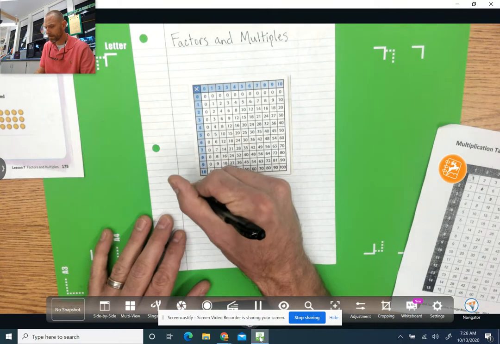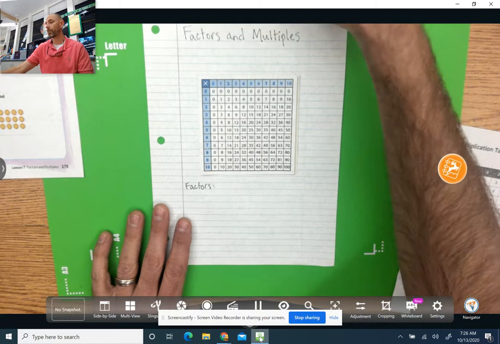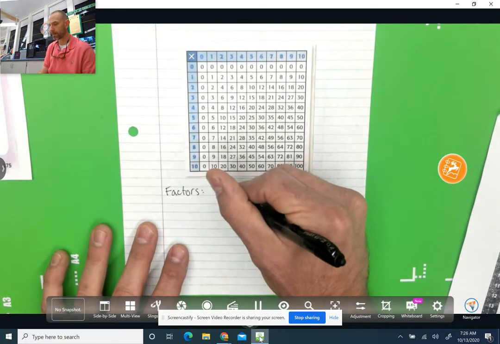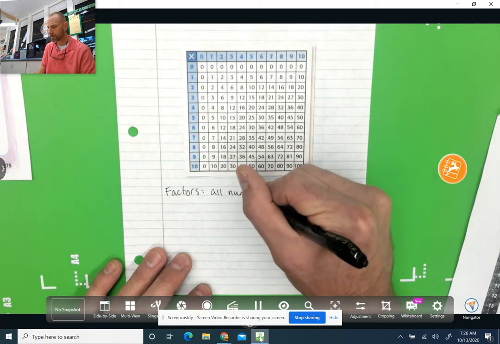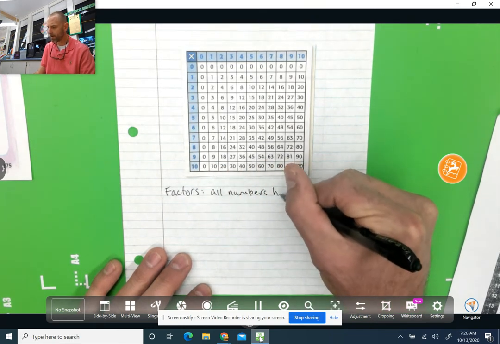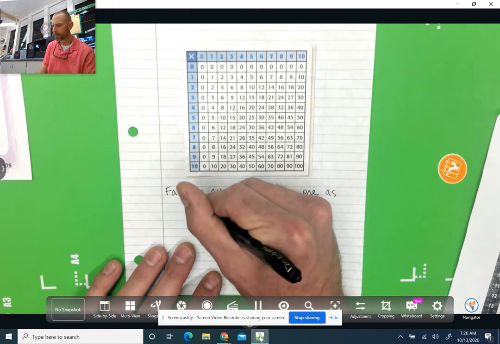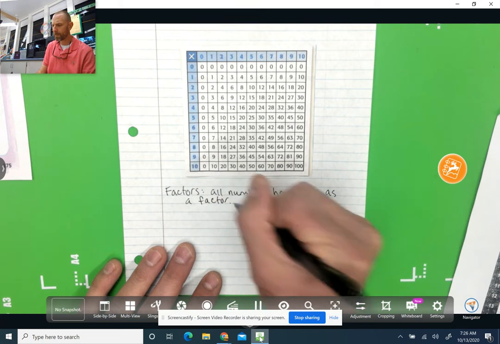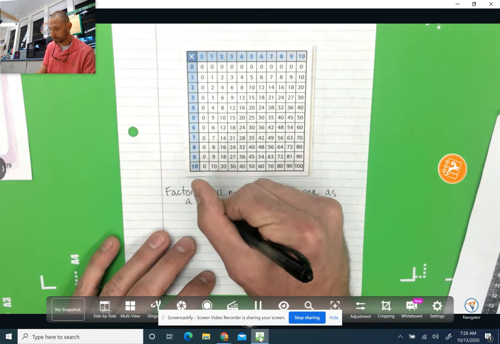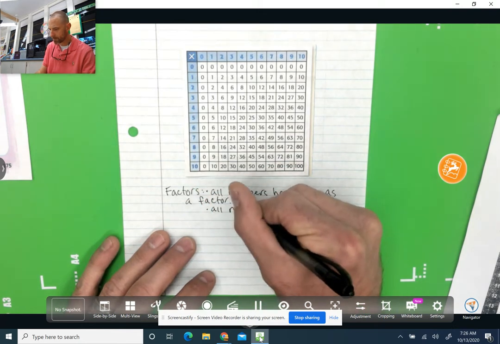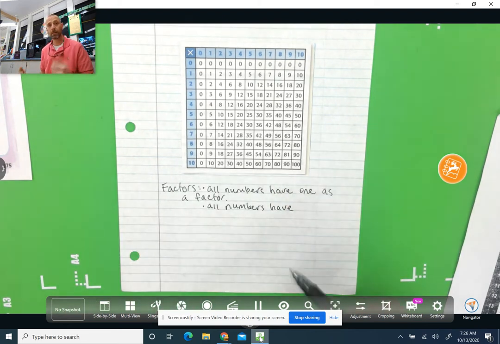The first thing with factors is all numbers have 1 as a factor, 1 times itself, right? All numbers have 1 as a factor. Okay, that's your first clue, right? All numbers have itself as a factor.